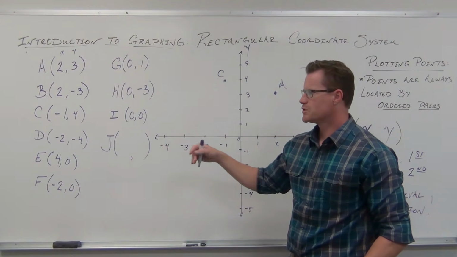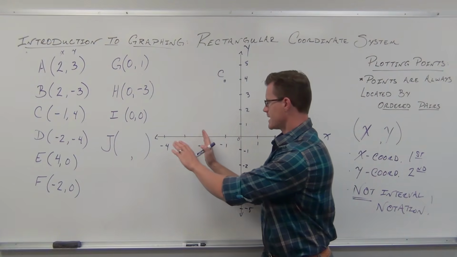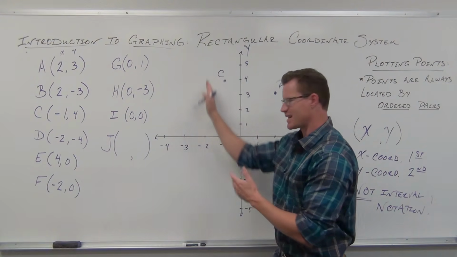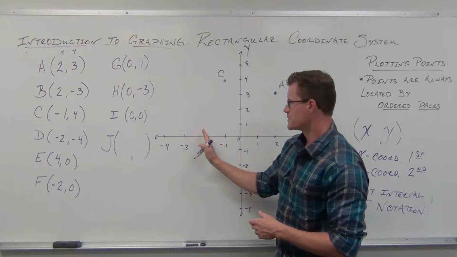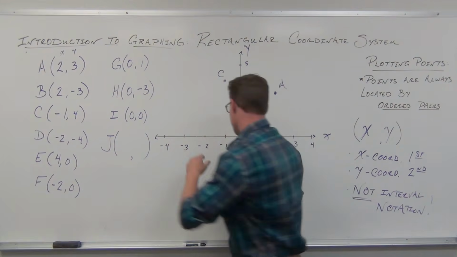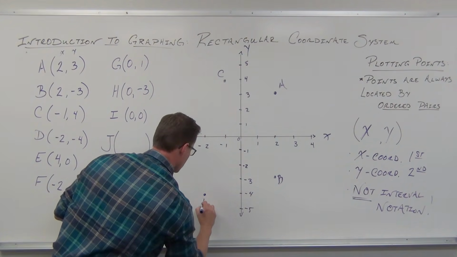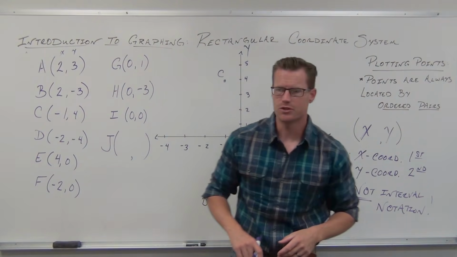D says negative 2, comma negative 4. The x value is negative 2. It says I'm along the x-axis in this level, this kind of column if you want to think of it as a column. Negative 2 here. I'm also negative 4 along the y-axis, which means I'm dropping below the x-axis. Looks right about there. Make sure you're labeling your points.